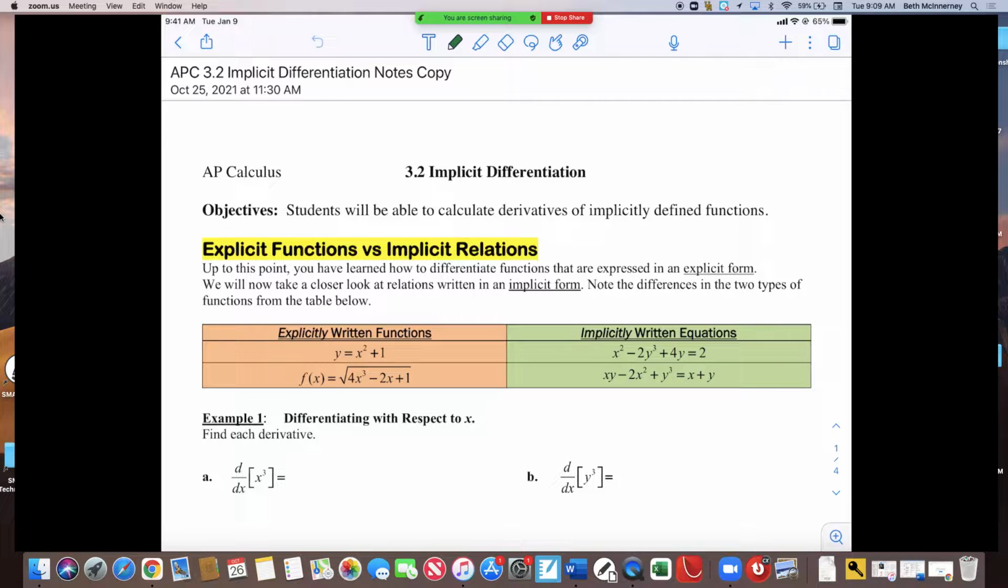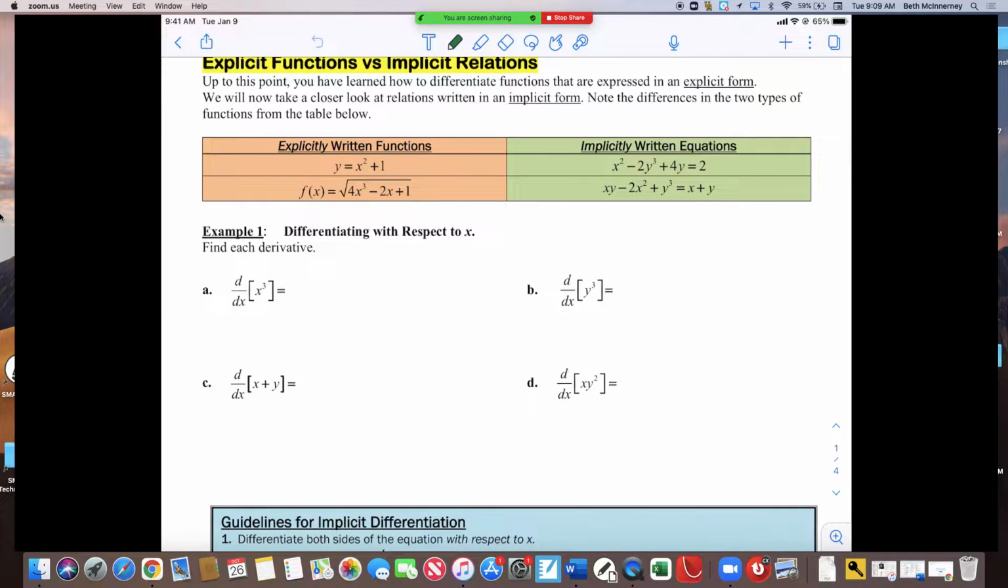So I want you to take a look at the box here. On the left, in orange, those are explicitly written forms, so y by itself, or f of x. On the right side, these are what we refer to as implicitly written equations. Do you see it would be impossible to get y alone? It's just literally algebraically impossible. Likewise, in that second one, it is impossible to solve for y. So, we are going to come across these implicit equations, and we have to learn how to differentiate them.